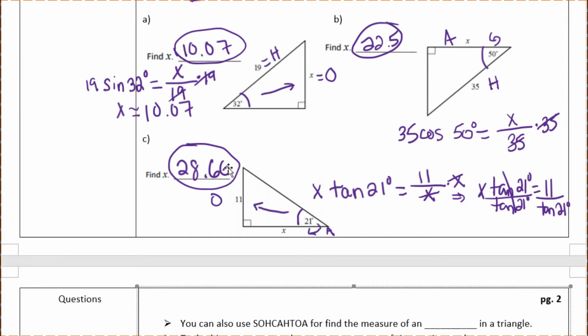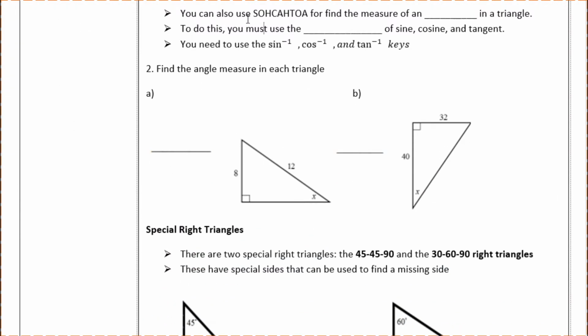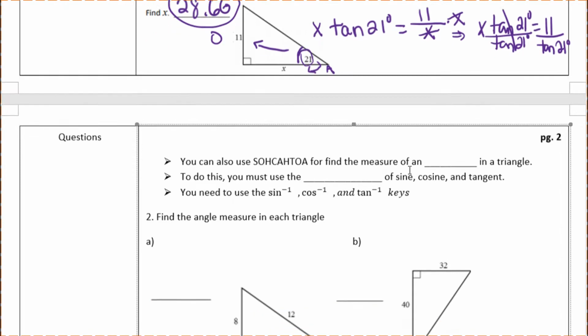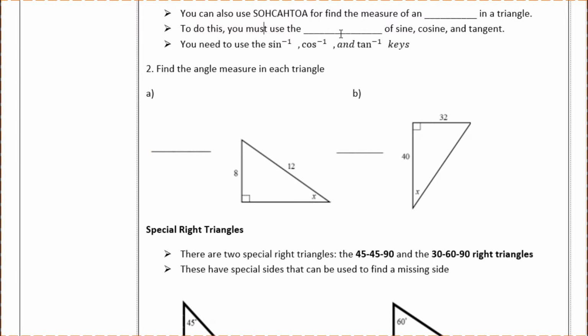So that makes sense. Alright, so now you can also use SOHCAHTOA to find the measure of an angle. So if you wanted to find out what this angle is, the 21 degrees, you can actually use it. So to do this, you must use the inverse of the sine, cosine, and tangent. Because remember, normally with the sine, cosine, and tangent, you're putting some kind of angle in here.